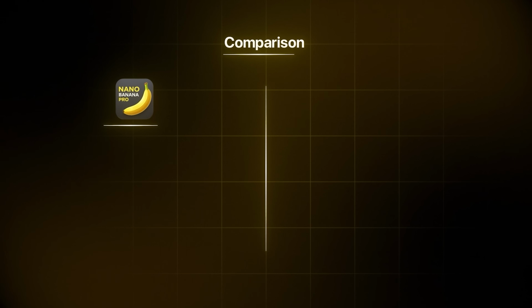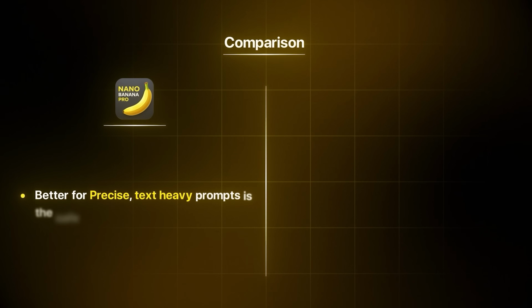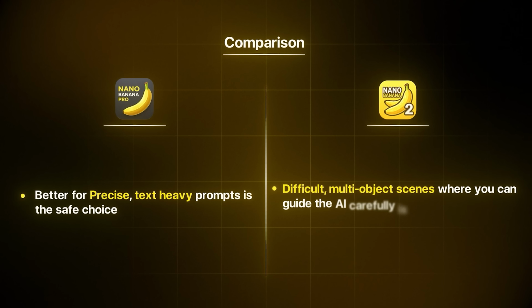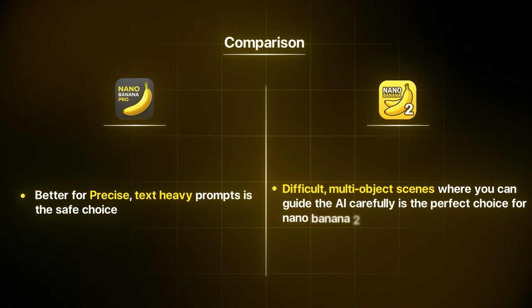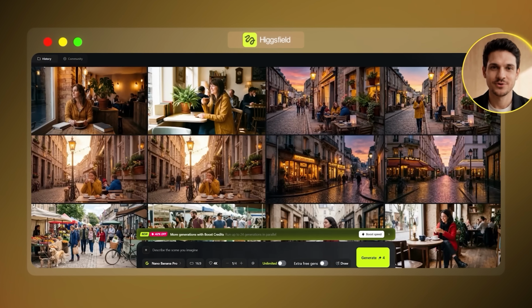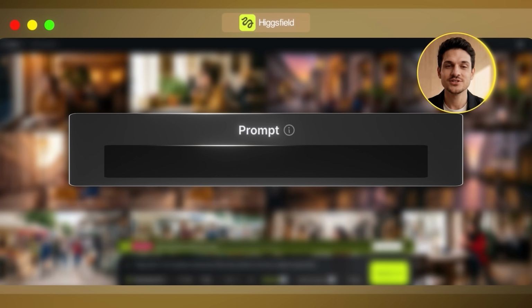This means for precise, text-heavy prompts, Nano Banana Pro is your safe choice, and for more difficult, multi-object scenes where you can guide the AI carefully, Nano Banana 2 gives you better control and realism. Next, we'll see how you can use real-world details like exact locations and times to make your scenes look even more believable, especially when the prompt is really difficult. Creating a realistic image isn't just about adding objects or colors, but it's about making the scene feel like it exists in real life. For example, if you want a historical scene, we are going to use this prompt.